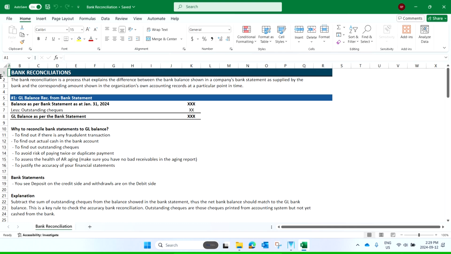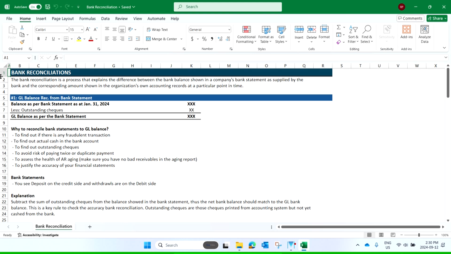So the bank reconciliation is a process that explains the difference between the bank balance shown in the company's bank statement as supplied by the bank and the corresponding amount that you track in the company's records, which is your ERP system. You do have a precise GL account. That GL account will show a balance at a particular point in time, right? Every time you can check your GL balance. And GL shows one balance, but the bank statement shows a different balance. Then there is a problem, right? You feel that there is a problem. But no, in reality you just need to reconcile between what you have in the bank statement and what you have in your general ledger account.